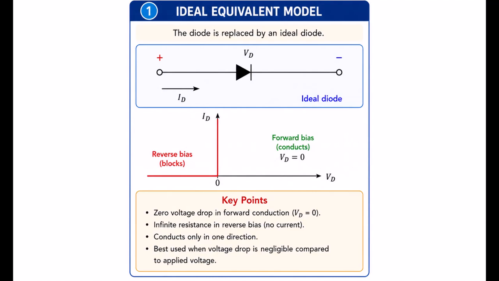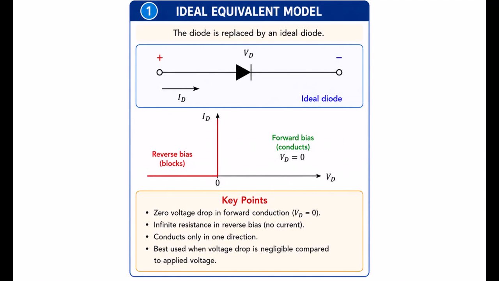Now observe the ideal diode characteristic. In reverse bias, the current is zero. The diode behaves like an open switch and is assumed to have infinite resistance. In forward bias, the diode can carry current and the voltage across it remains zero. This is represented by the vertical line along the current axis.